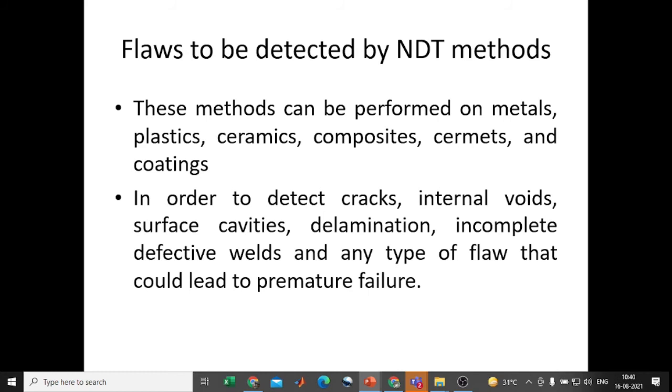These methods can be performed on metals, plastics, ceramics, composites, and coatings. So we can examine the flaws in metals. Not only metals, we can examine the defects in plastics and ceramics, and composite materials, which nowadays play a big role in the engineering field for reducing the weight and increasing the strength. Low weight, high strength ratio.